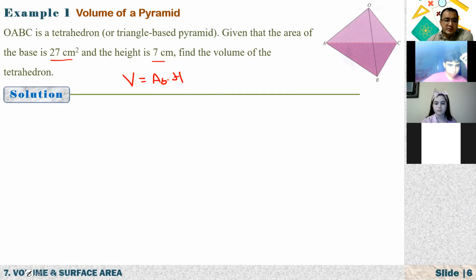Okay. So in this question, the base area is given, 27 centimeters squared, and the height is 7. So the volume is equal to 27 times 7, which is 7 times 20, 140, plus 7 times 7, 49. That's equal to 189 cubic centimeters. So the volume of this tetrahedron is 189 centimeters cubed.